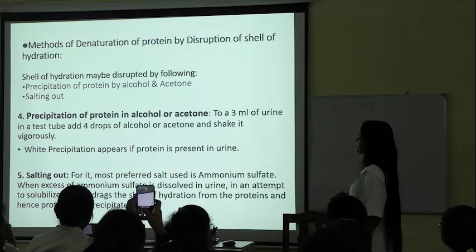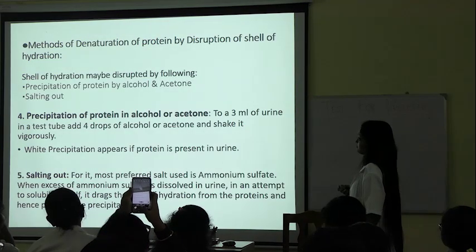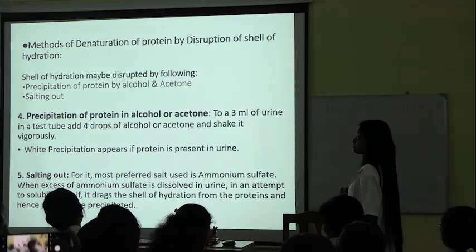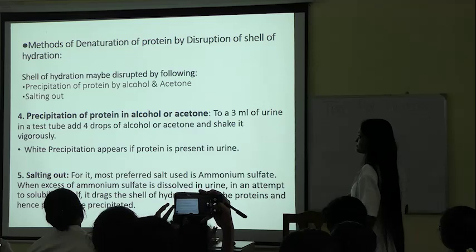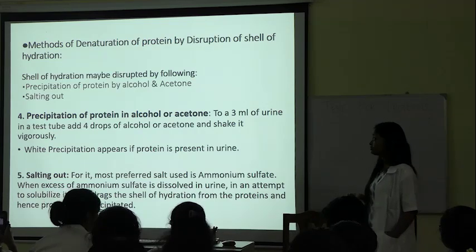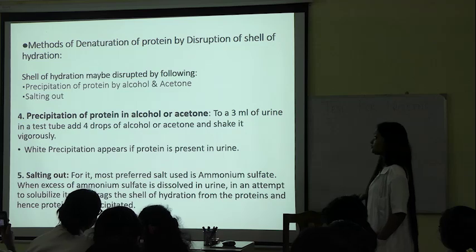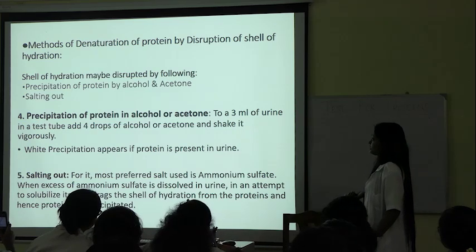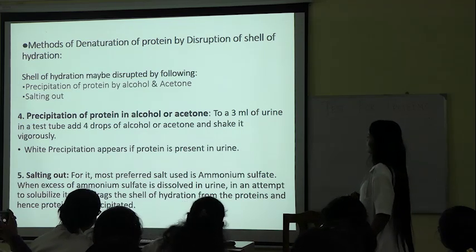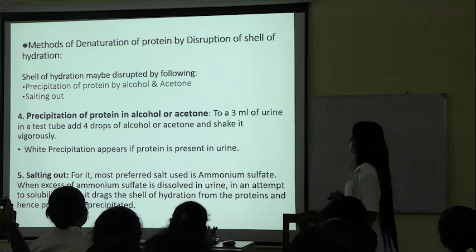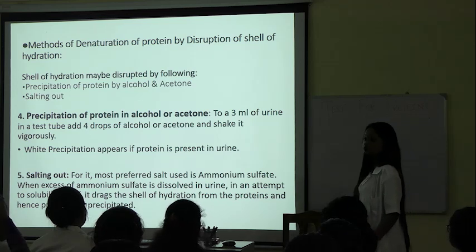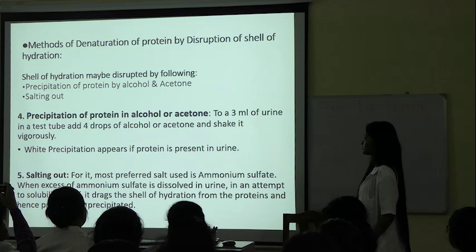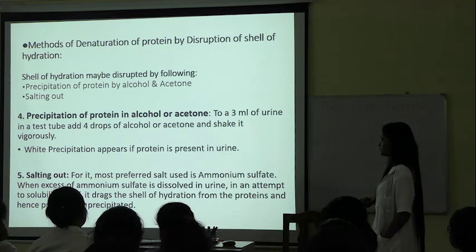Then the fourth and fifth are the methods of disruption of the shell of hydration. The shell of hydration may be disrupted by the following: precipitation of protein by alcohol and acetone, and fifth is salting out. For precipitation of protein by alcohol or acetone, add 3 ml of urine in a test tube, add 4 drops of alcohol or acetone and shake it vigorously.